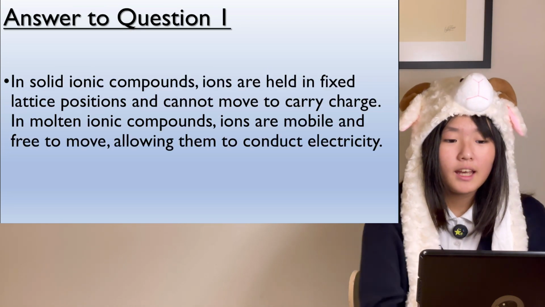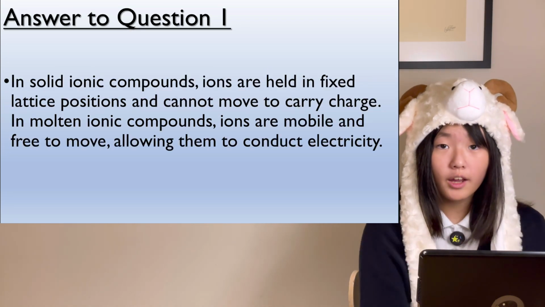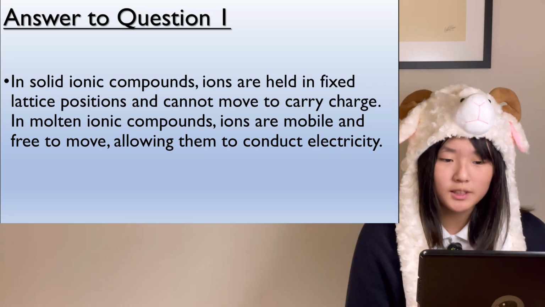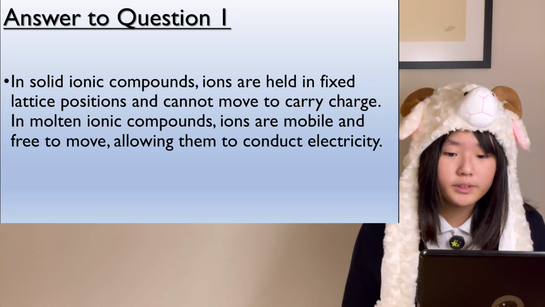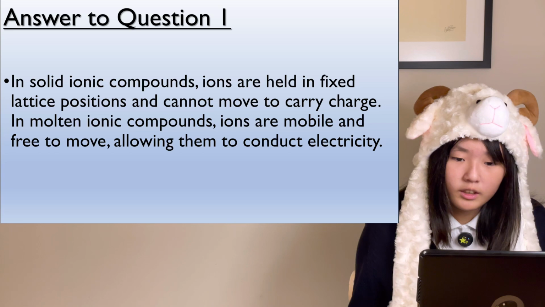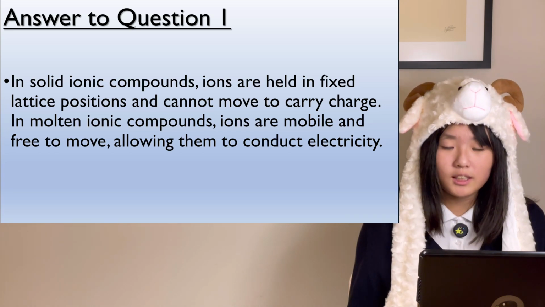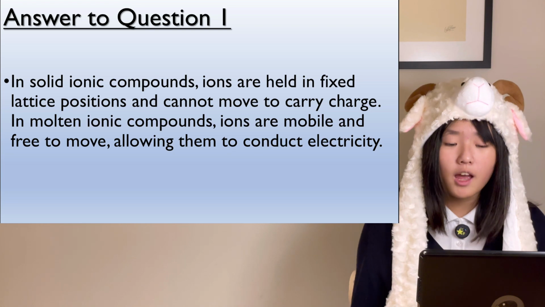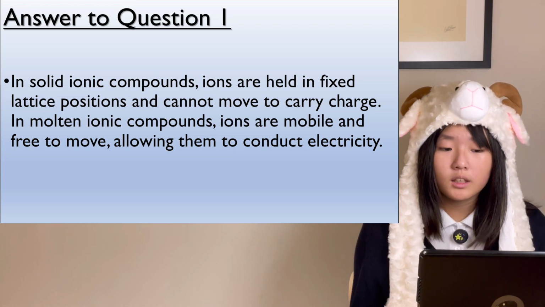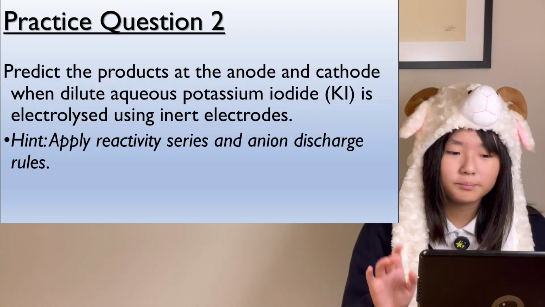The answer is, in solid ionic compounds, ions are held in a fixed lattice position and cannot move to carry charge. In molten ionic compounds, ions are mobile and are free to move, allowing them to conduct electricity. You should have learned this by now, but ionic compounds are only conductive when they're molten.